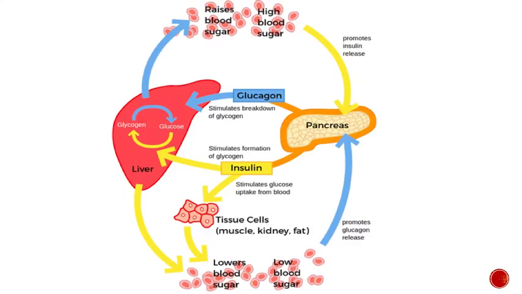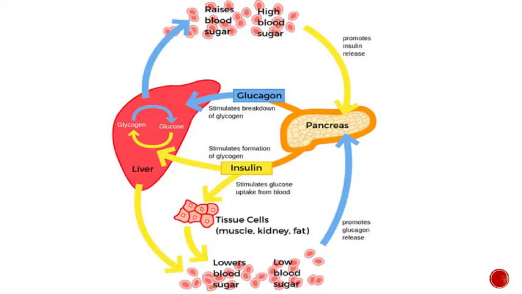Here's a picture which easily describes whatever we have mentioned in the above two slides. So we have our pancreas, which secretes insulin, which will stimulate the formation of glycogen in the liver. Insulin also stimulates glucose uptake from blood into the tissue cells, like those of skeletal muscle, kidney, and fat. This will lead to lower blood sugar.